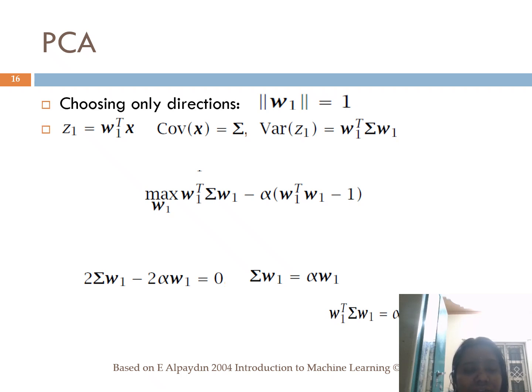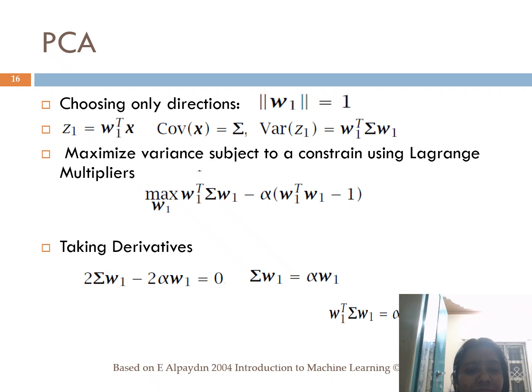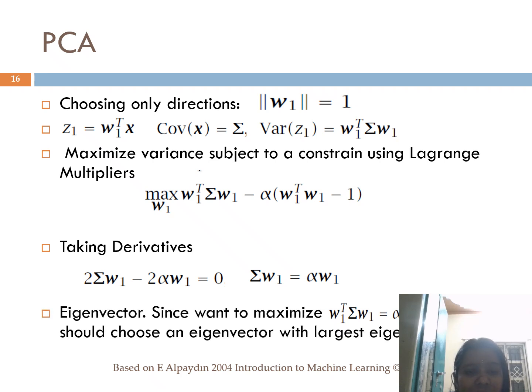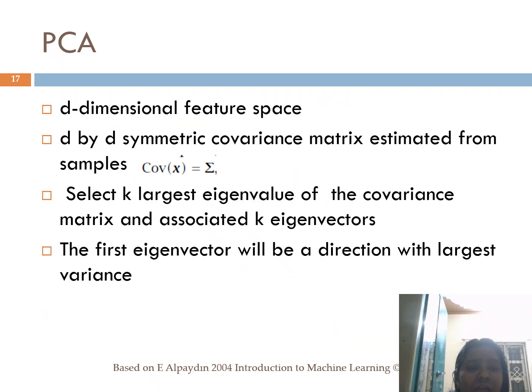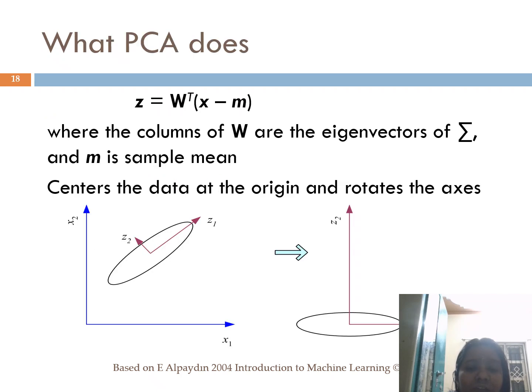Choosing only directions, the eigenvector. Here D stands for the dimensional feature space, and D by D is a symmetric covariance matrix estimated from samples. Select the largest eigenvalues of the covariance matrix and the associated eigenvectors. The first eigenvector is the direction with the largest variance. So this is the output of PCA, with columns as eigenvectors, and the data are centered and rotated along the axes.